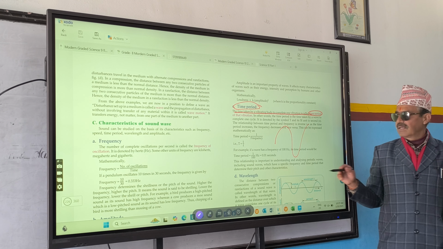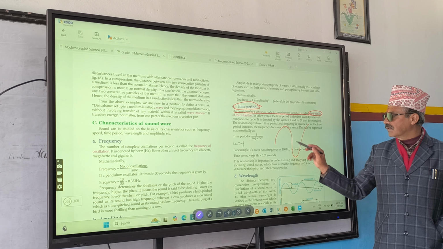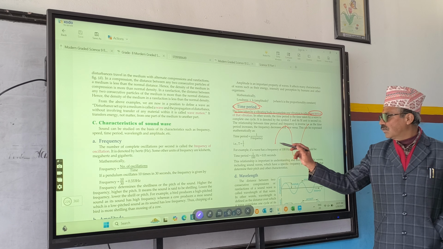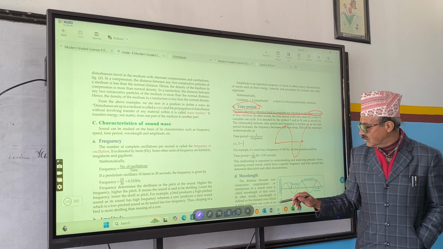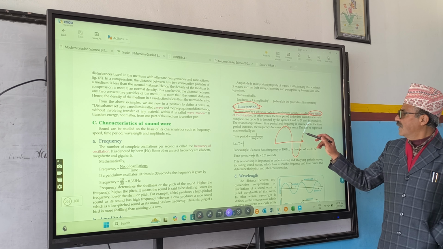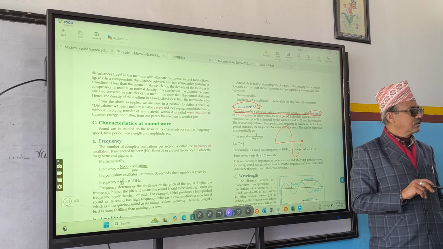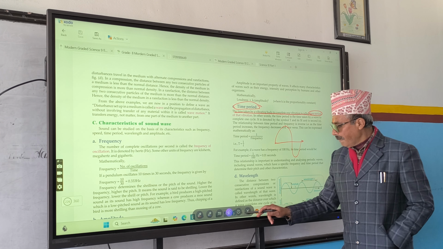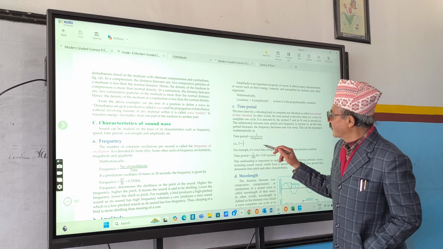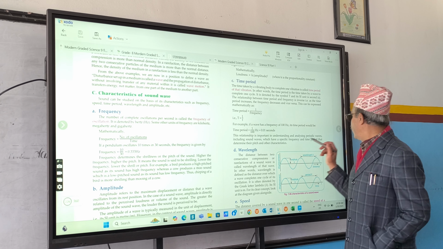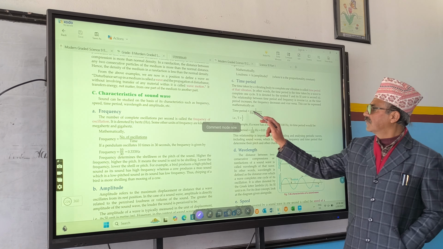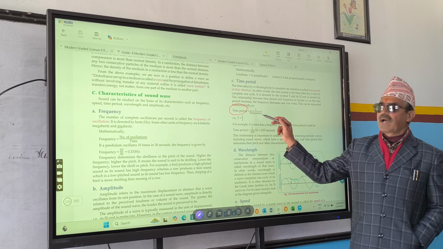Here is a compression, that means crest and trough. So how much time does it take to make one vibration? That is called time period. And the next one is the formula. What is the formula of time period? 1 by frequency.